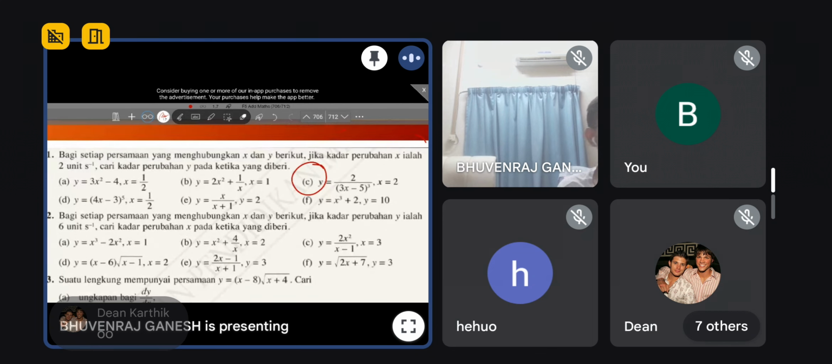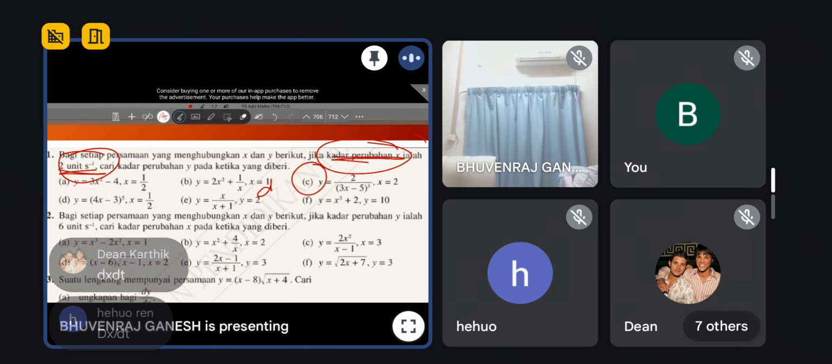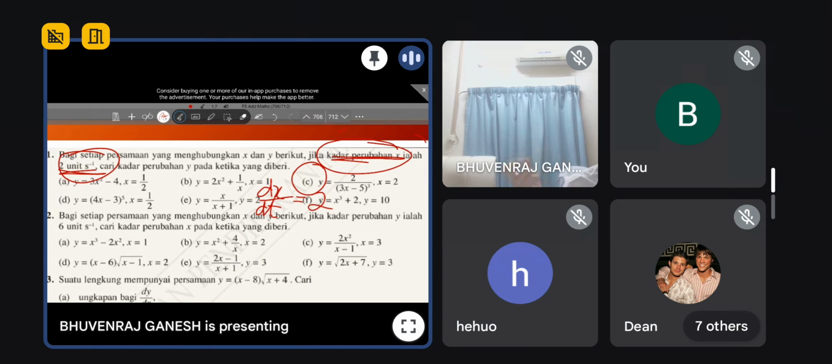Okay, so you see here, kadar perubahan X 2 unit per saat. The rate of change of X is 2 unit per second. So guys, how do we write the symbol? Can anyone tell me? Macam mana kita tulis simbol ni? Rate of change of X. Very good. dx dt. So you will say dx over dt equal to 2. So this is the information.